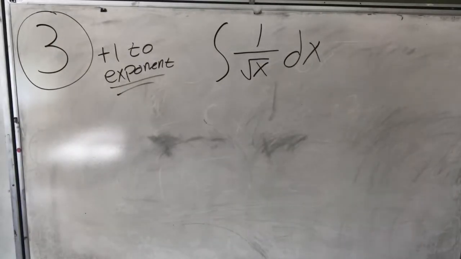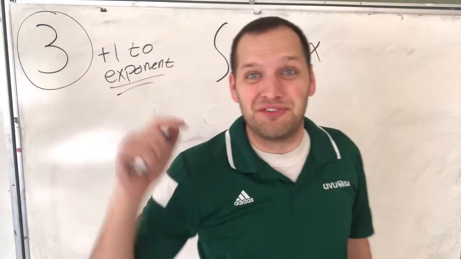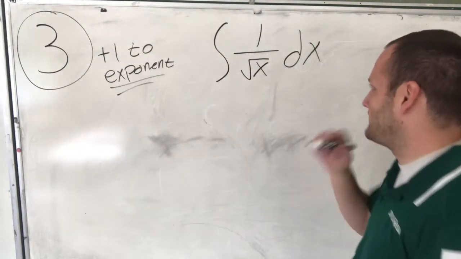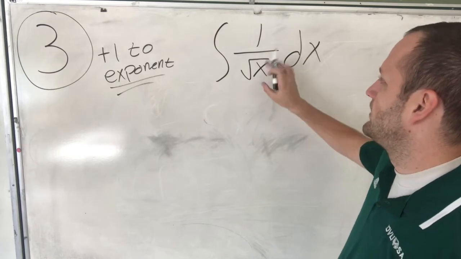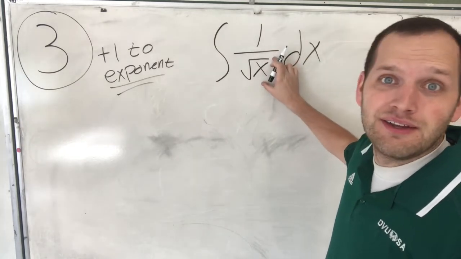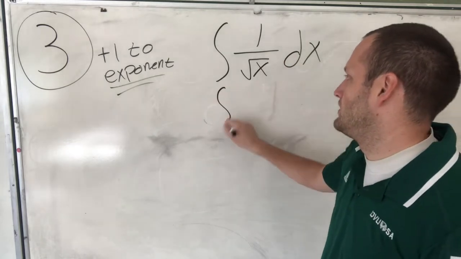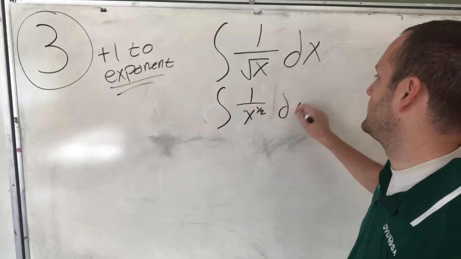Bam! Now we got a really tricky one. So we have not only a fraction, but we also have a square root going on. What do we do? Well, let's see. Let's turn this into a nice exponent instead of the square root. So that's going to give me an integration of 1 over x to the 1/2 power dx.